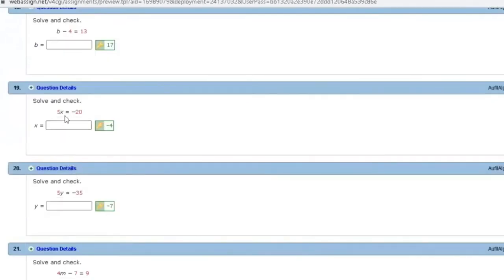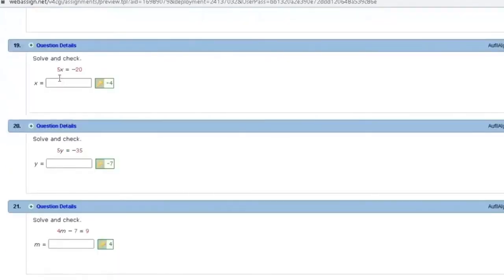For number 19, because the 5 is being multiplied by the x, you want to divide by 5 on both sides. So once again, doing the opposite of the operation. Divide by 5 on both sides. Negative 20 divided by 5 is negative 4. Boom, you got your answer.